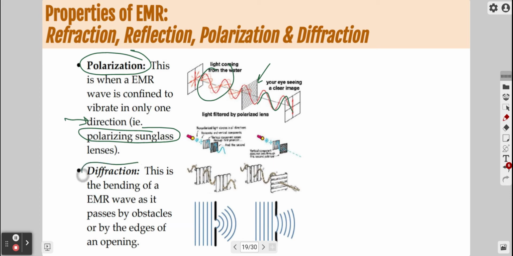Then there's the term diffraction, and this is the bending of an electromagnetic wave as it passes through an obstacle. And spreading out too, so these waves can get through and out. You're not going to see this one very much. It's not as common.